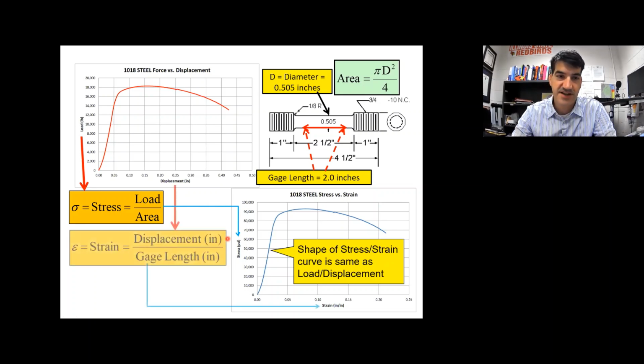And this is what I just said. Stress is load force divided by area. Strain is change in length or displacement divided by the gauge length, which was that original length of the specimen.